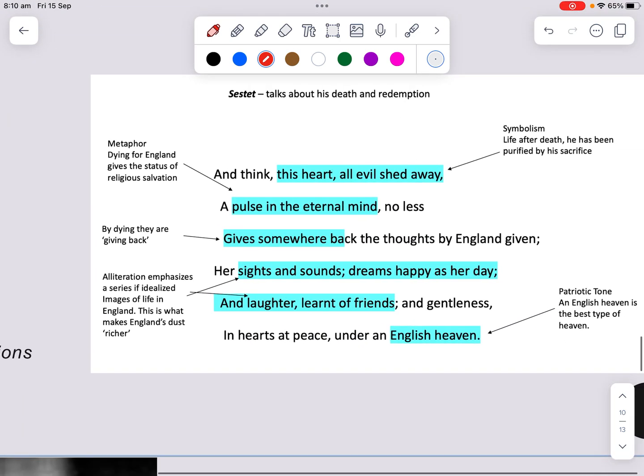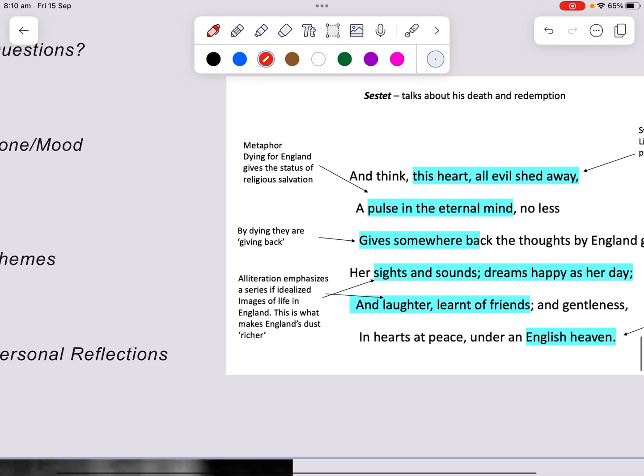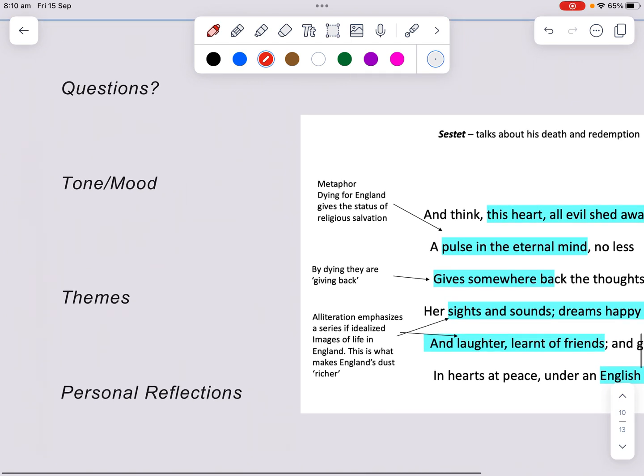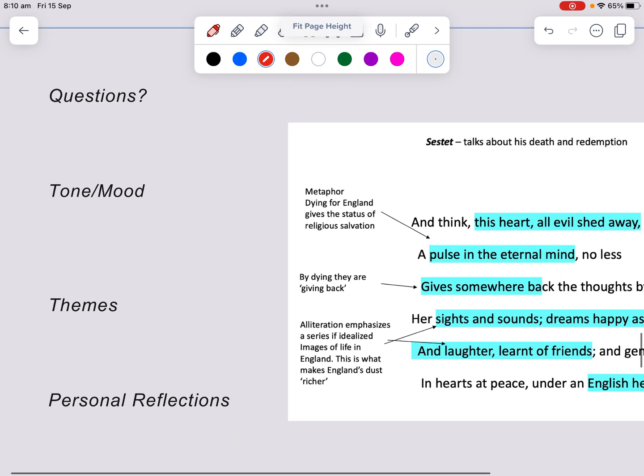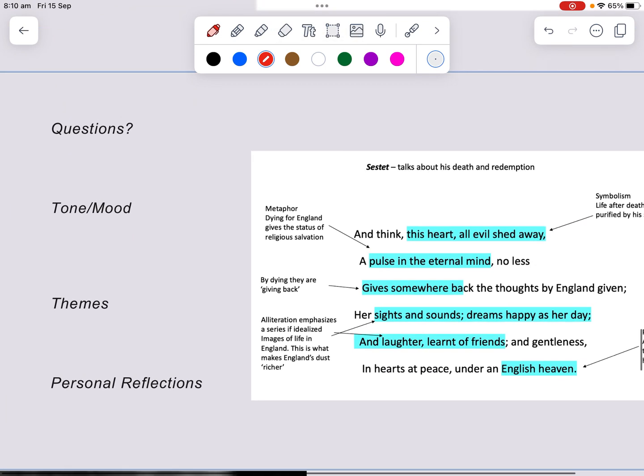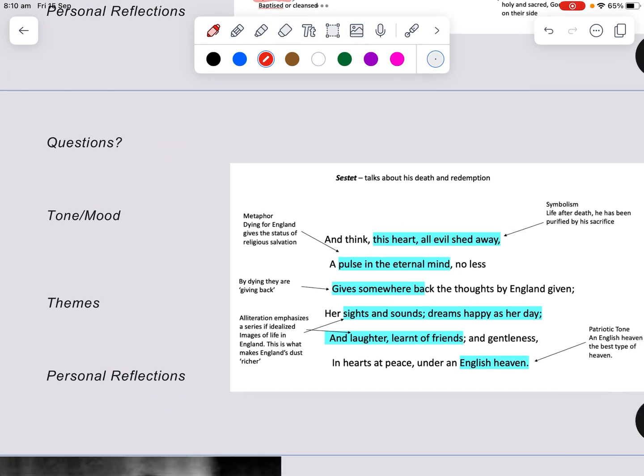And we go down here, and here's another one. You can have a look. There's a metaphor, there's alliteration, patriotic tone, symbolism. Write all these things down. And then when we come back together, we're going to share this bit here: questions, tone, mood, themes, personal reflections. And hopefully we can do that while discussing.